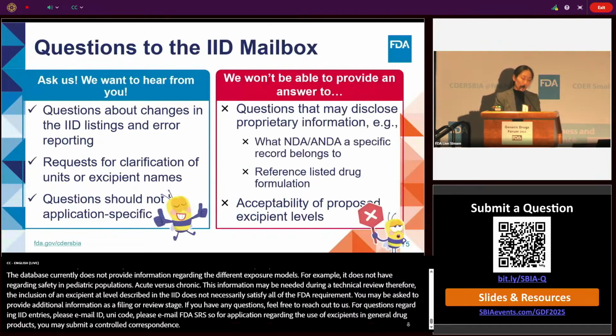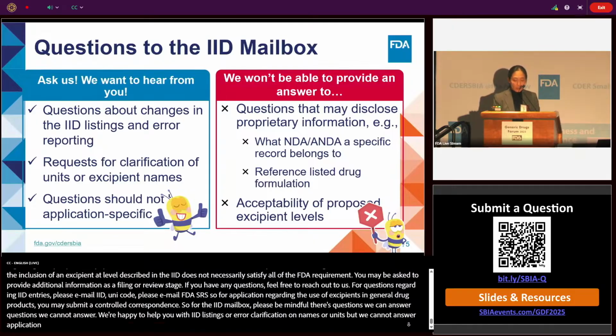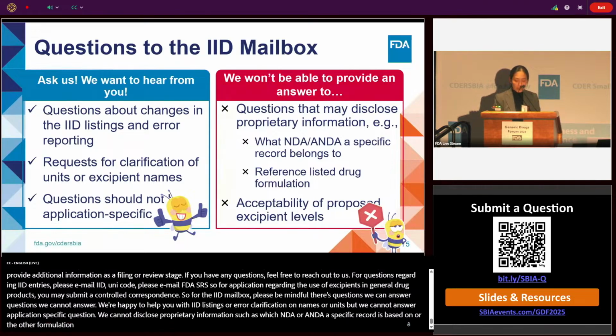For the IID mailbox, please be mindful that there are questions we can answer and there are questions we cannot answer. We are happy to help you with IID listing errors, and clarification of names or units, but we cannot answer application-specific questions. We cannot disclose proprietary information, such as which NDA or ANDA a specific record is based on, or the IID formulation. We cannot answer questions regarding acceptability of the proposed excipient levels either.